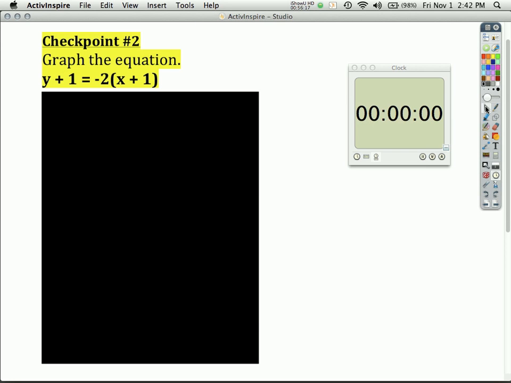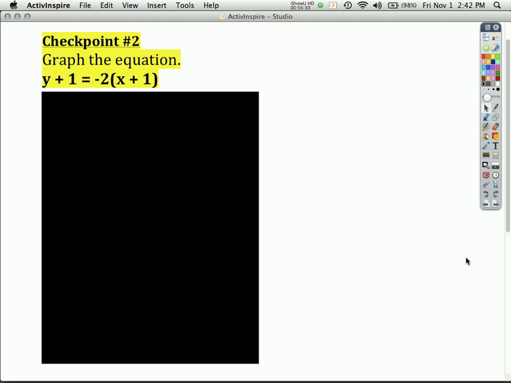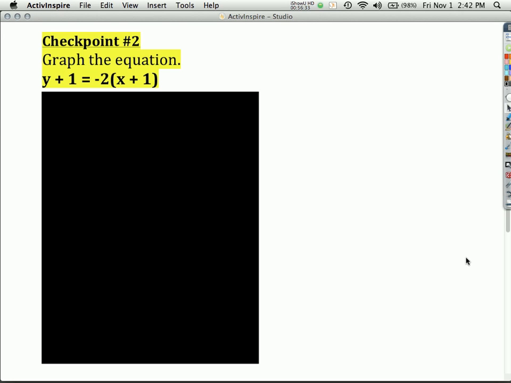I see some people still finishing up. Go ahead and take another 20, 30 seconds to finish up. All right, so here's what your graph should look like.